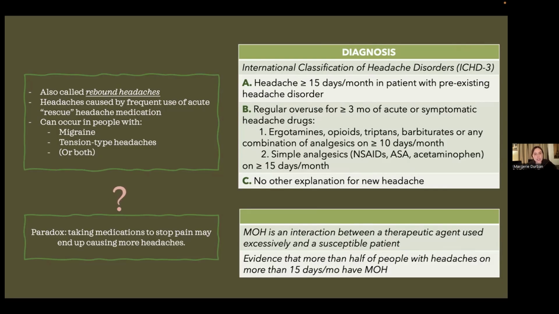The second criterion is that the patient has regular overuse of a headache drug for more than 3 months. There's a list here of a few, and we'll go through a slightly more exhaustive list in a couple of slides. And then the third criterion is no other explanation for the new headache. There's also, in this international classification, a couple of notes after the diagnostic criteria, which I thought was interesting to cover.